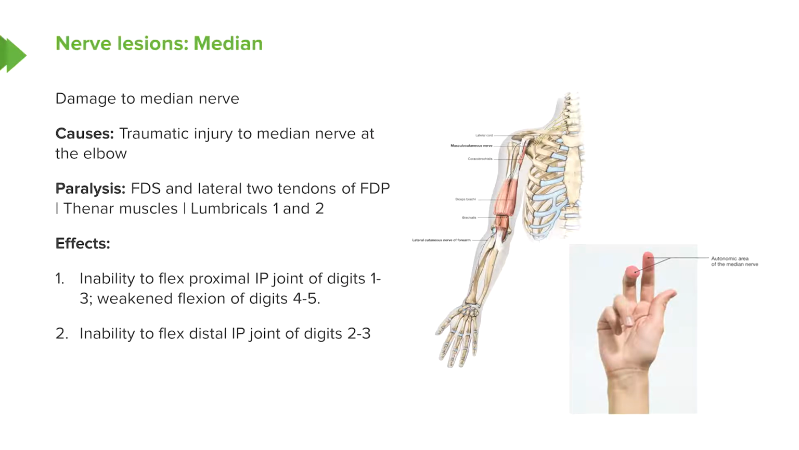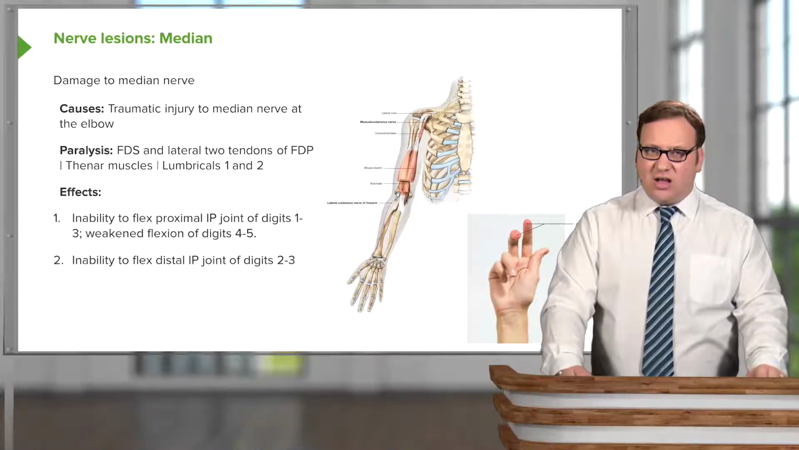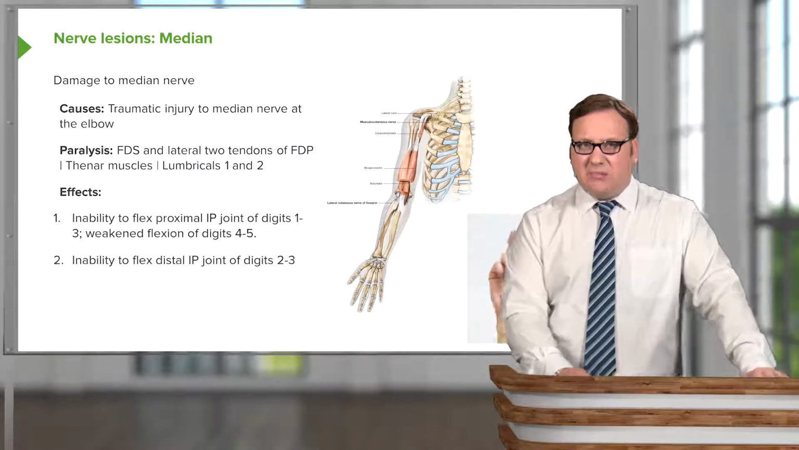So damage to the median nerve, again via maybe traumatic injury, principally at the elbow joint is a common place, but again you can have damage up in the arm or down, as we'll see, in the wrist region. But damage at the elbow can lead to paralysis of FDS, flexor digitorum superficialis, and the medial two tendons of flexor digitorum profundus. So these muscles will be paralyzed.